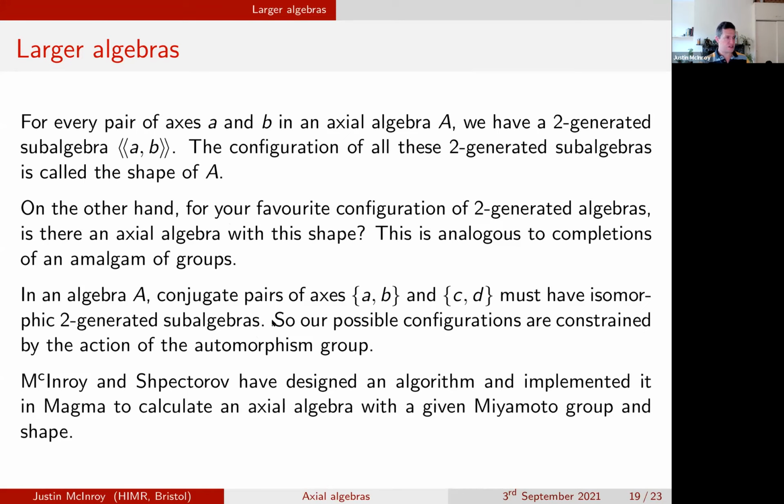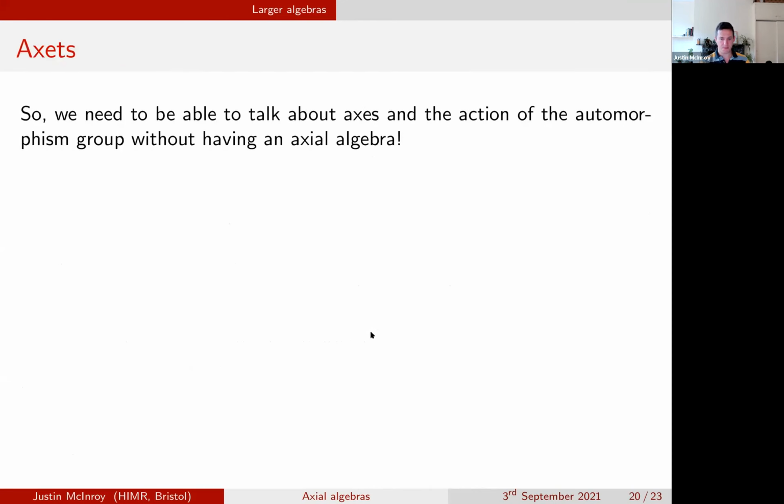By the way, as a slight aside, Sergei Shpectorov and I have written an algorithm which does exactly this. You give it a shape and a Miyamoto group, and it will try to build the axial algebra with that given Miyamoto group and shape. So there's a computational aspect to this as well as a theoretical one. But I want to stick with the theoretical one for the minute.